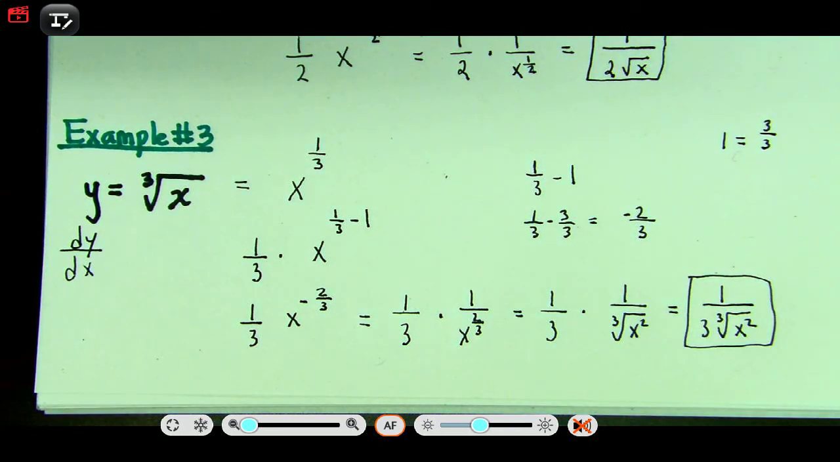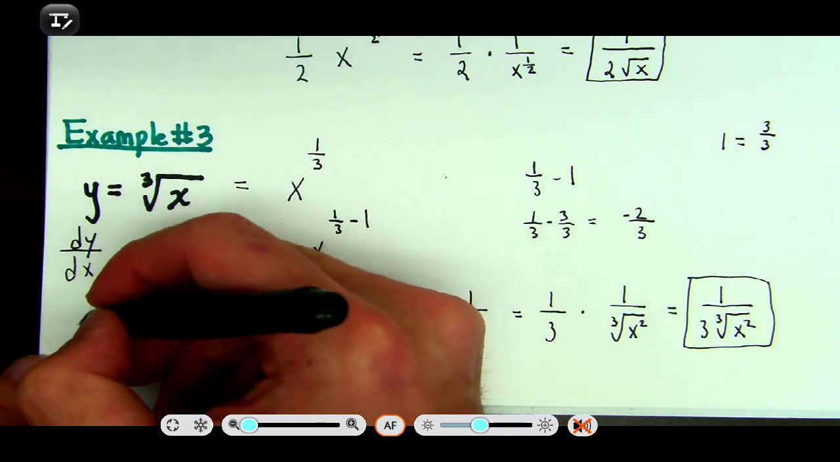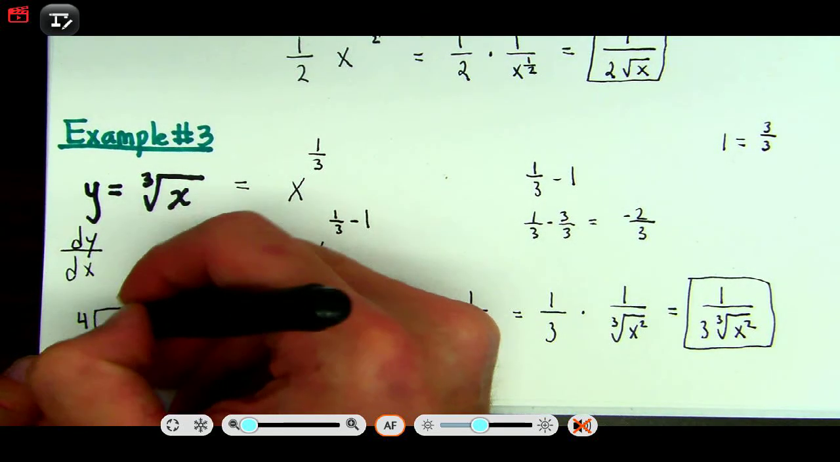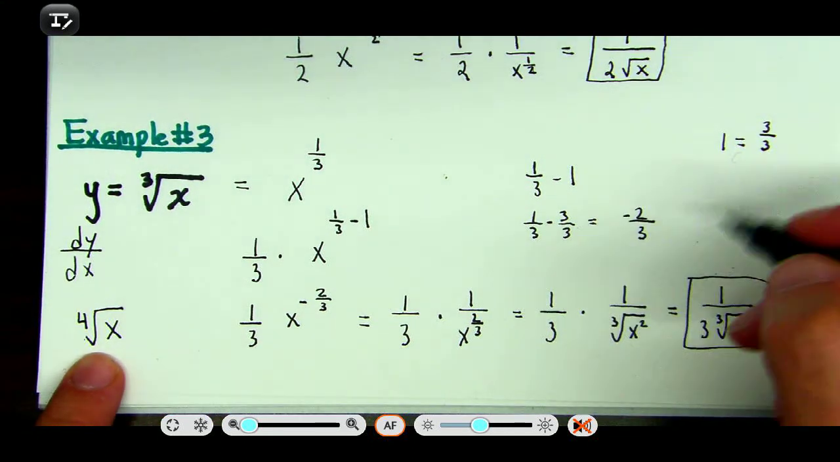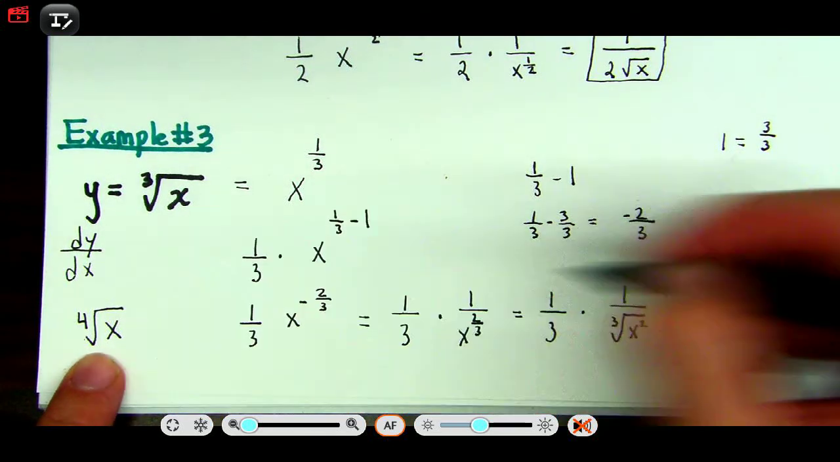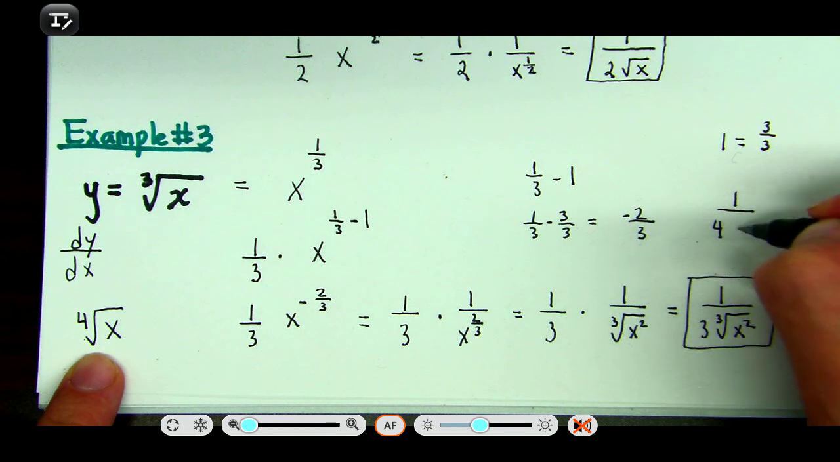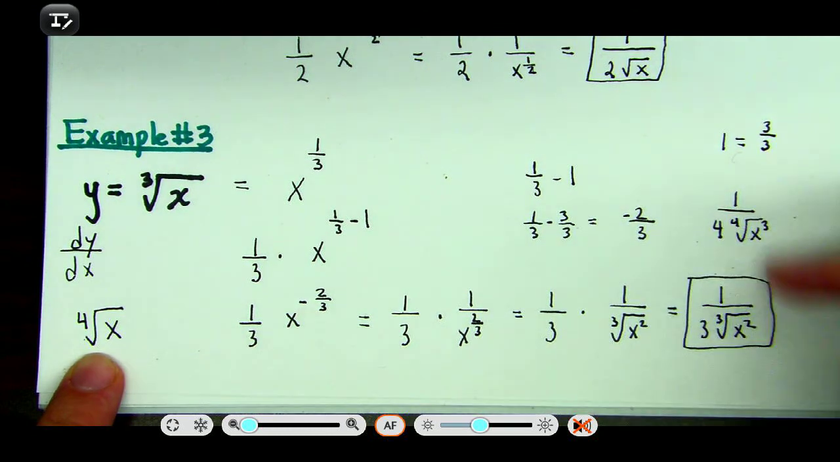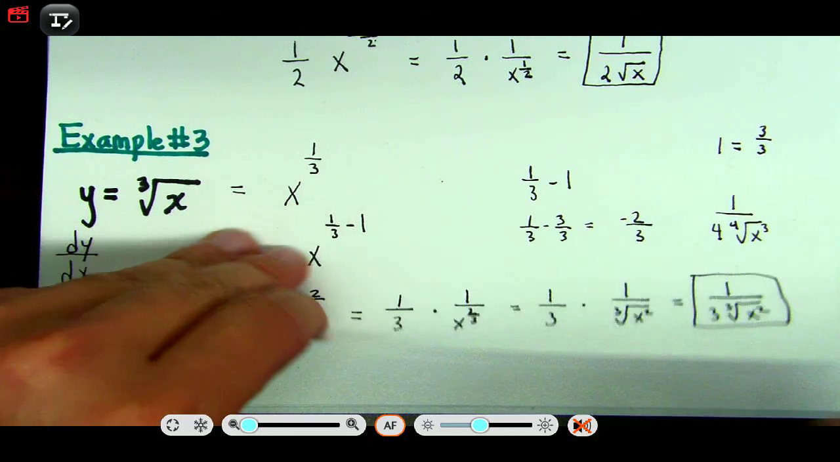Okay? These take some practice. If you want, try and do it for the 4th root of x on your own. And what should the answer be? You should get 1 over 4th root of x cubed. And there's a little pattern to it. But that should be what you get, but try and do it on your own. Okay, let's look at another problem together.